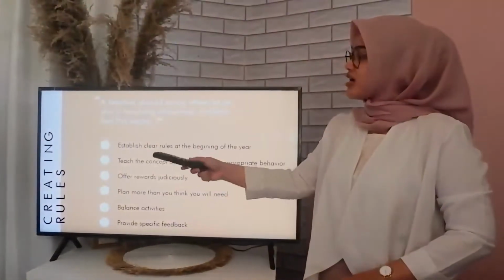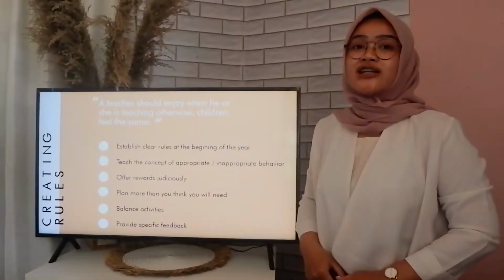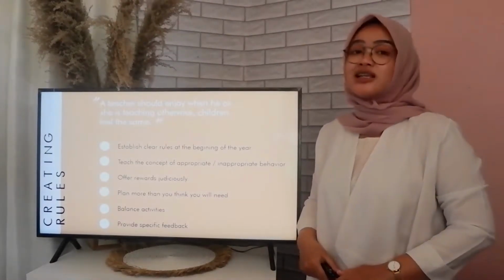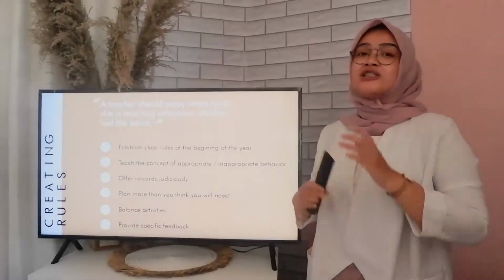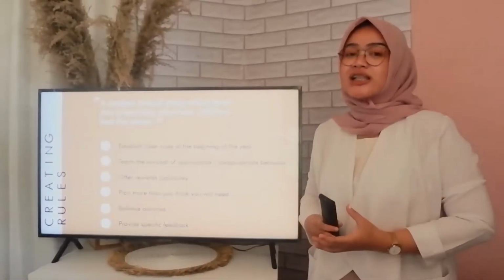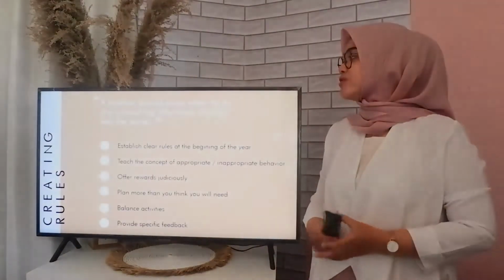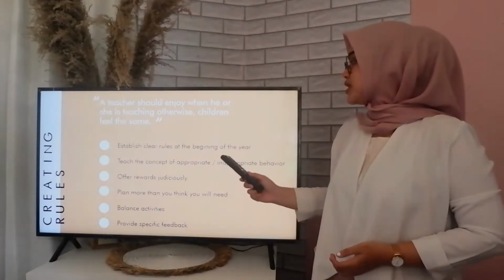Next, creating rules. A teacher should enjoy it when he or she is teaching. Otherwise, children feel the same. So the children or the students and the teacher must feel happy in the classroom. The first one is to establish clear rules at the beginning of the year.